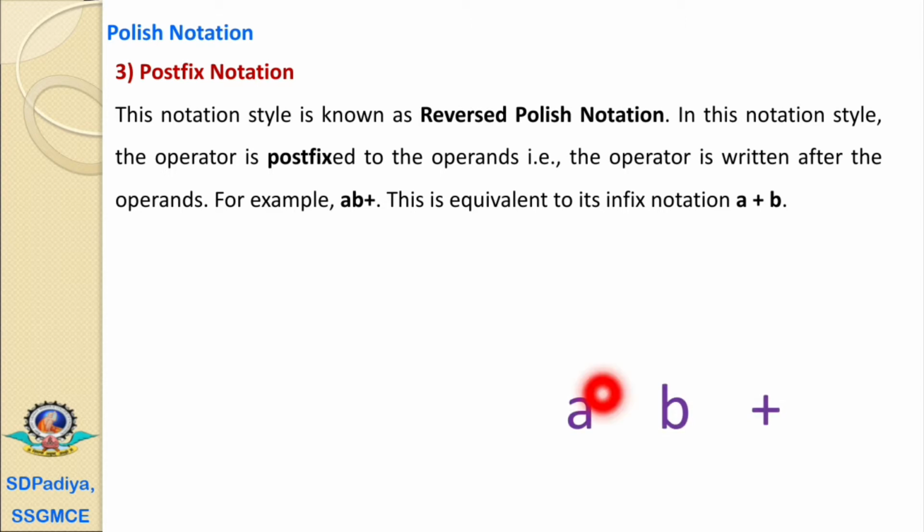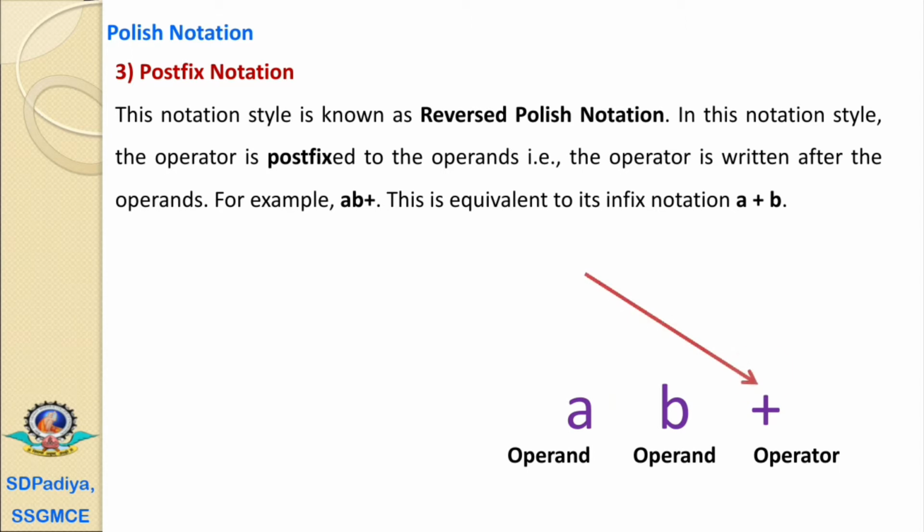If we have this example, a b plus, then here a and b are operands, and plus is for addition, it is an operator. If the operator is written after the operands, we call it the postfix notation.